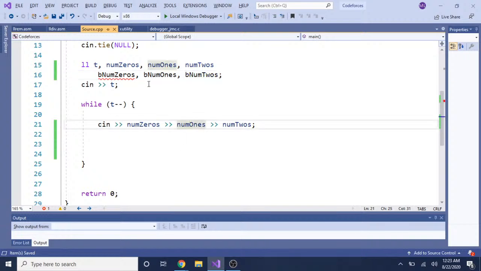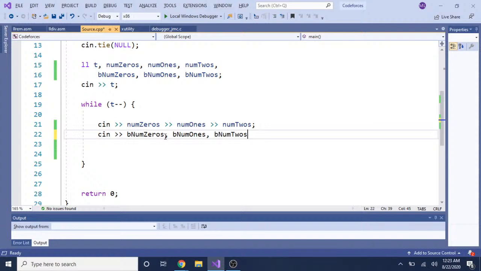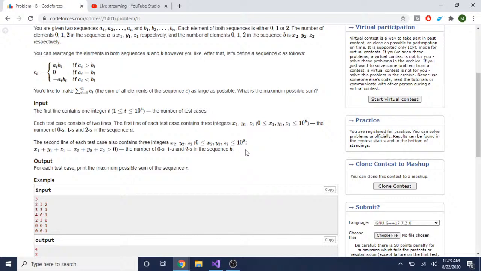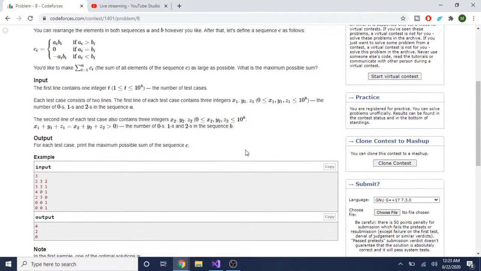Okay, I'll take these, and then I read in these. So now once we read in those, let's think. I want to fill up initially with the value of A's with all the 2's first, right, and then all the 1's.